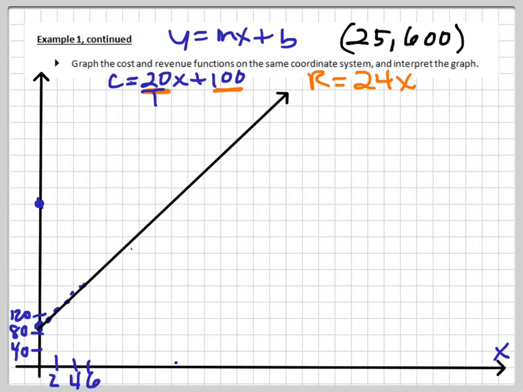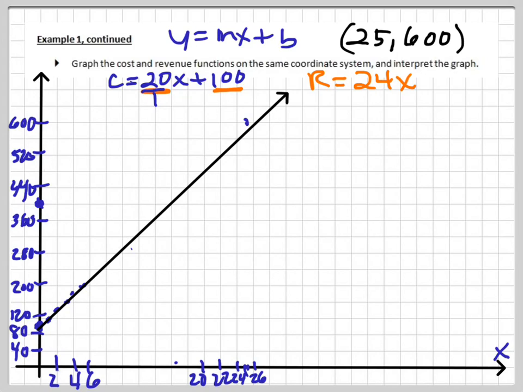Let me see how close I was. 25 if I'm going by 2s. Let me count that out. I've labeled some of these axes, and here's my point 25 on the x-axis, and if I follow that up, not quite at 600, but fairly close. But I know that that's a point on the line, so I can shift my line a little bit to more accurately reflect that point. And there we go. Close enough. So there's the break-even point.